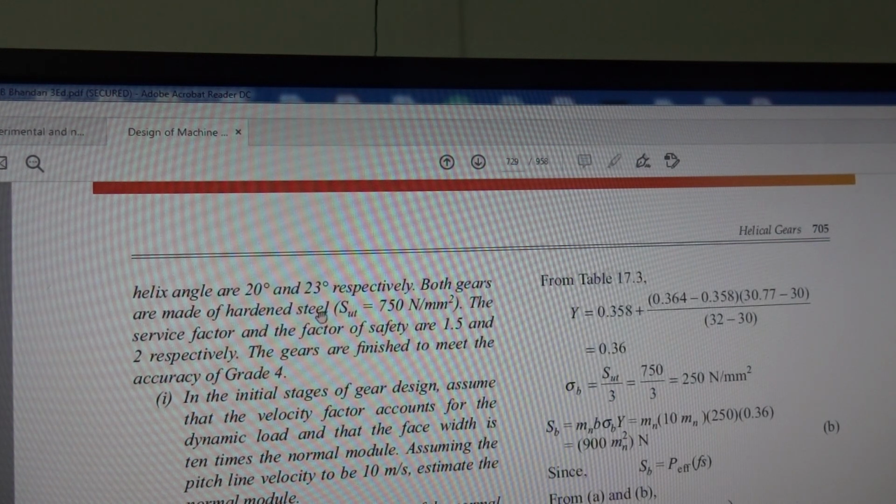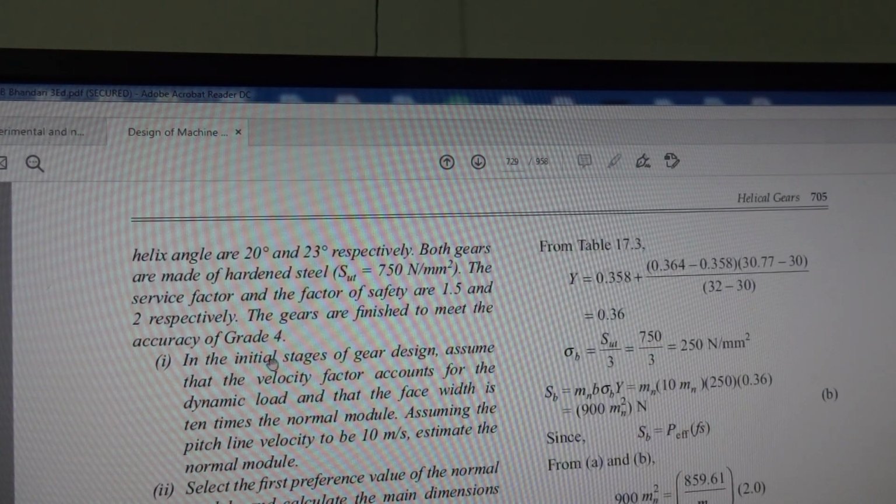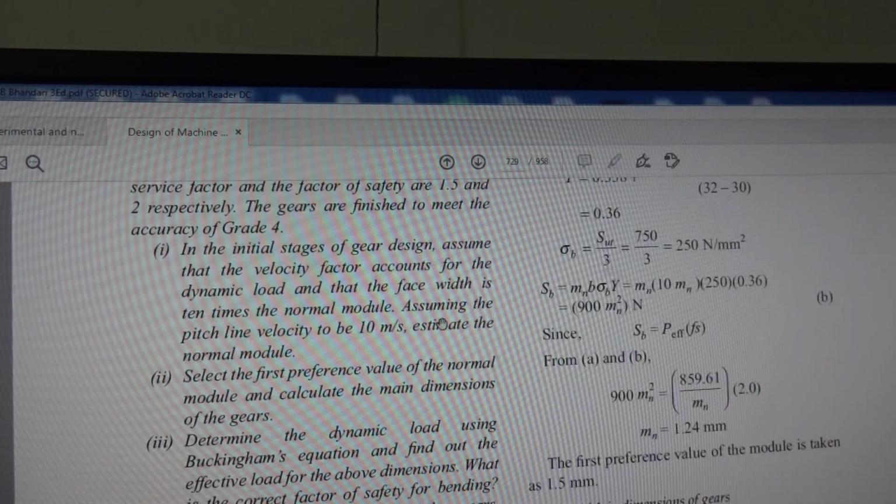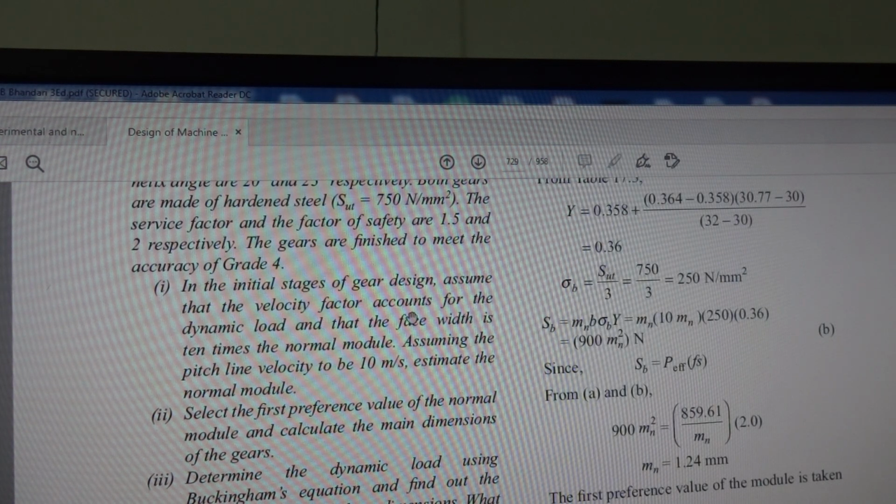Both gears are made of hardened steel, that is, the ultimate stress SUT is equal to 750 Newton per mm square, and the service factor and factor of safety are 1.5 and 2 respectively. Gears are finished to meet the accuracy of grade 4. In the initial stage of the gear design, assume that the velocity factor accounts for the dynamic load and that the face width is 10 times the normal module. It is given in the question.